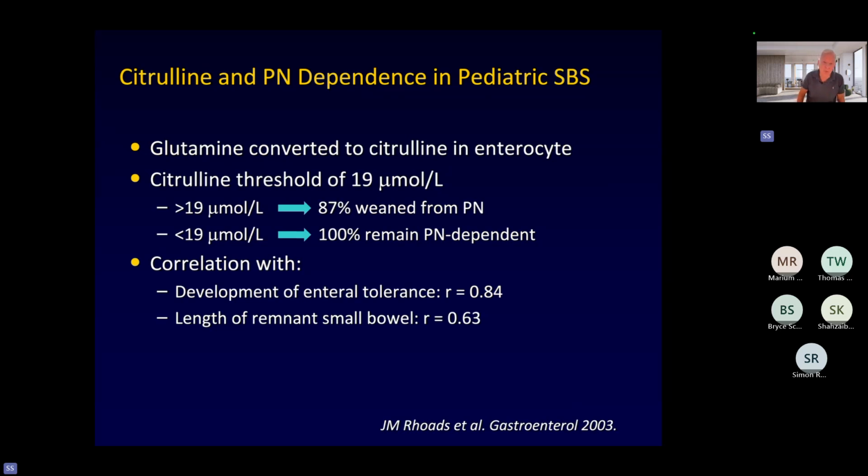I mentioned citrulline. Glutamine is converted to citrulline in the enterocyte. In patients who have a citrulline level greater than 19 micromoles per liter, 87% of them could be weaned from parenteral nutrition. Of course, since citrulline is made in the enterocyte, the more enterocytes you have, the more citrulline you can produce. Those whose citrulline level was less than 19 micromoles per liter, 100% remain parenteral nutrition dependent, and it correlates with the development of intestinal tolerance and the length of the small bowel remnant.